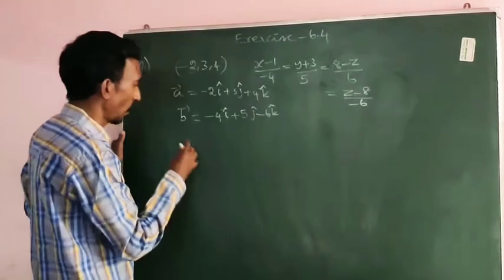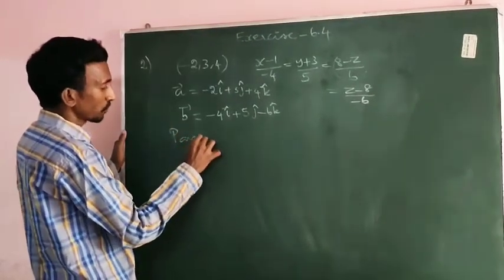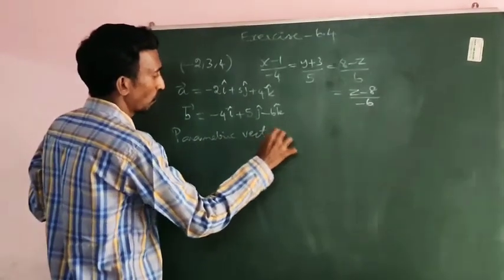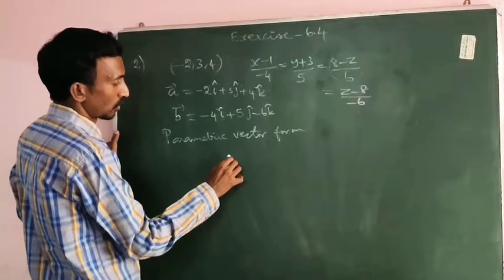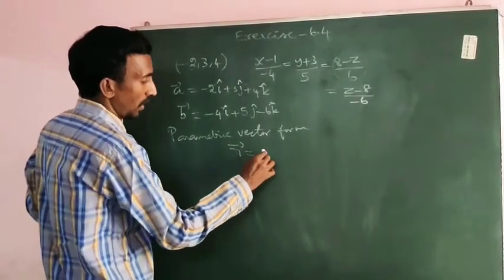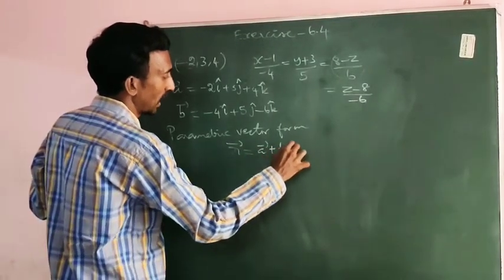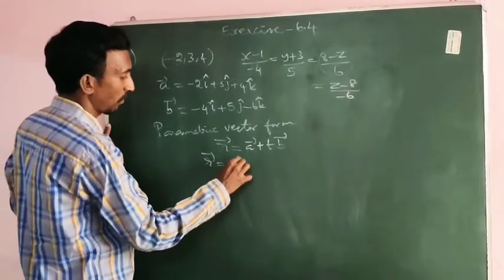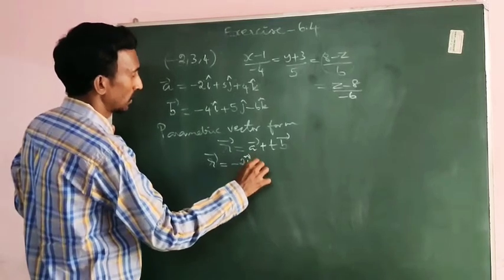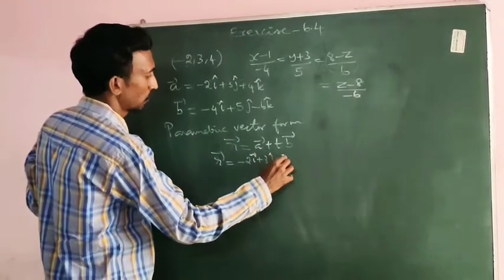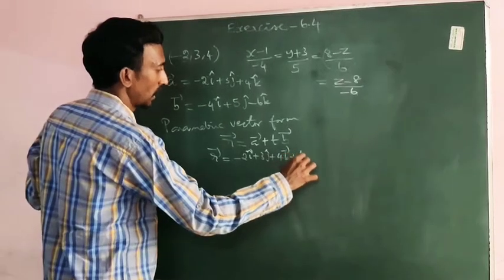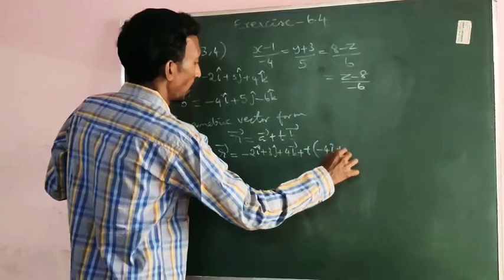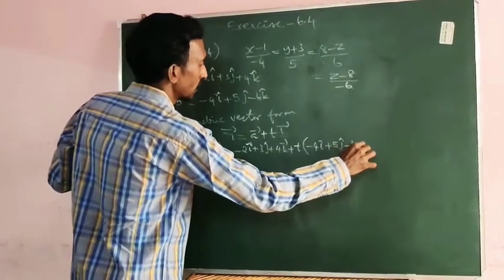So as usual, the same one. Parametric vector form of a straight line: r vector equal to a vector plus t b vector. So r vector equal to a vector minus 2i plus 3j plus 4k plus t into b vector minus 4i plus 5j minus 6k.